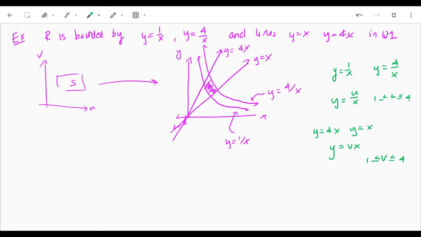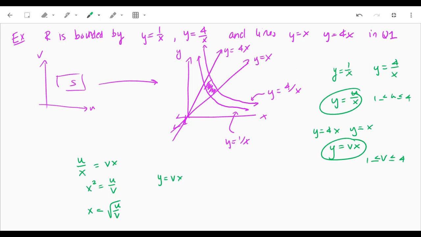Okay, so again, that's what we have, and we can just set them equal to each other. So u over x is vx. Okay, so x squared would be u over v. So x will be the square root of u over v, and only positive because that's where our region is, right? Y then is vx, that'd be v times the square root of u over v.